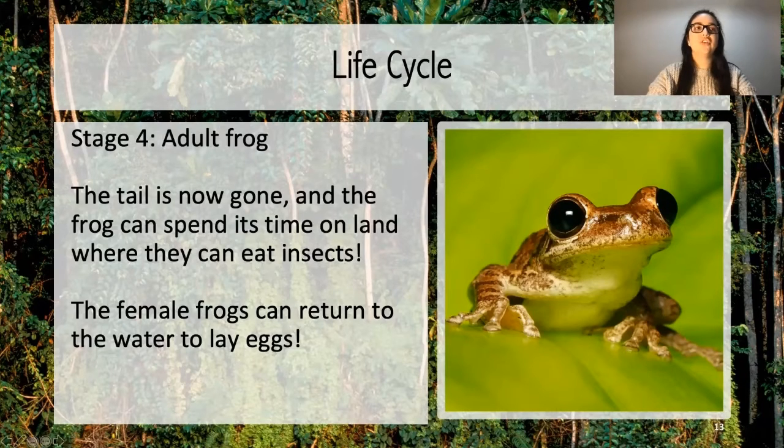The final stage is the adult frog stage. Now we're back to our Cuban tree frog. Now the tail is gone and the frog can spend its time on land where it eats insects. The female frogs can return back to the water and lay more eggs. This starts the cycle all over again.